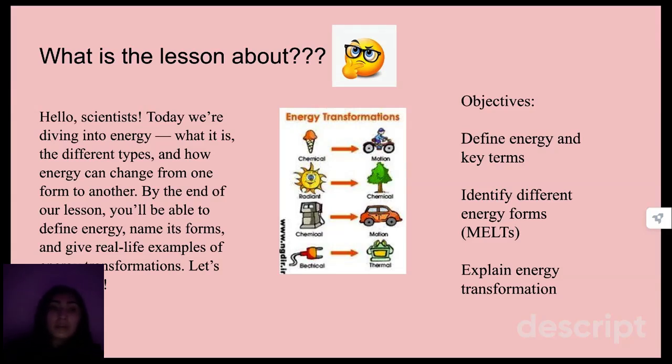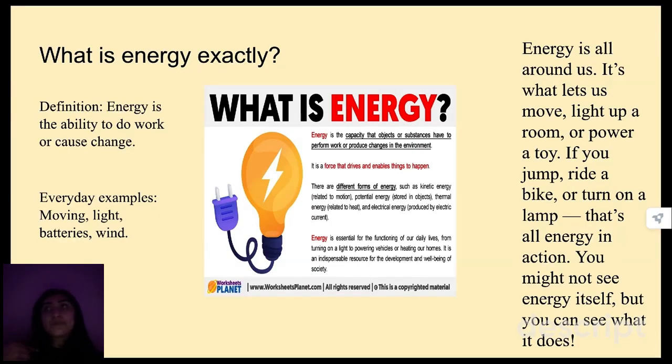Let's keep going. What is energy exactly? Energy is the capacity that objects or substances have to perform work or produce changes in the environment. It is a force that drives and enables things to happen. There are different forms of energy, such as kinetic energy, which is related to motion, potential energy stored in objects, thermal energy related to heat, and electrical energy produced by an electrical current. Energy is essential for the functioning of our daily lives, from turning on a light to powering or heating your house. It's an indispensable resource for the development and the well-being of our society.